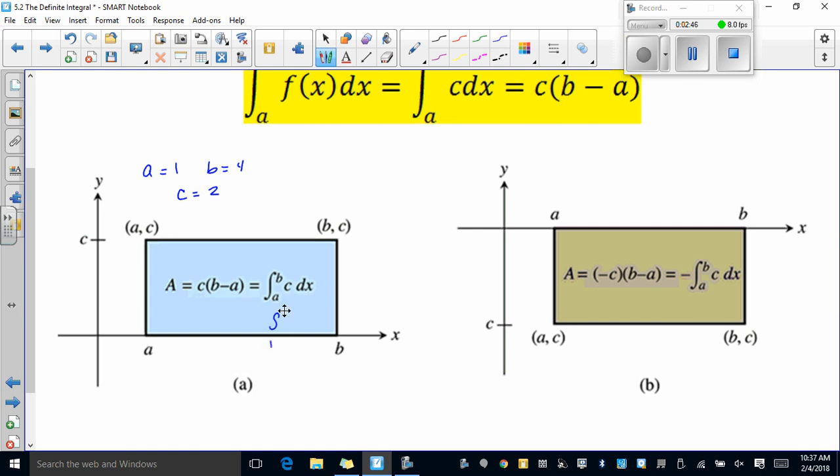Okay, so let's look at what they're talking about over here. I'm still going to use the same values, 1 to 4. And then this one here is going to be negative 2 instead of positive 2. If I plugged it into this, it would be the integral from 1 to 4 of negative 2 dx, which means in the end, the answer is negative 2 times 4 minus 1, and you're going to get a negative 6 out of that one instead of a positive 6.